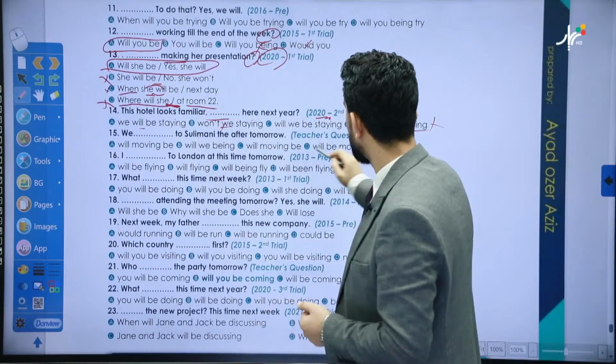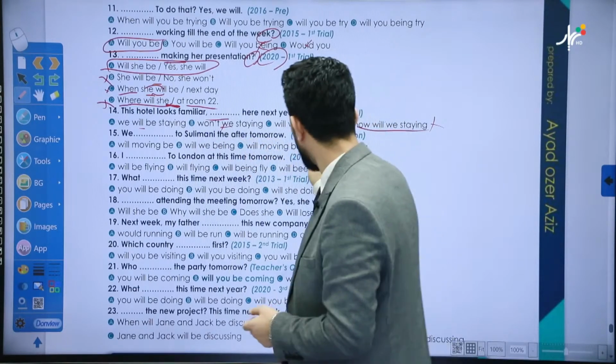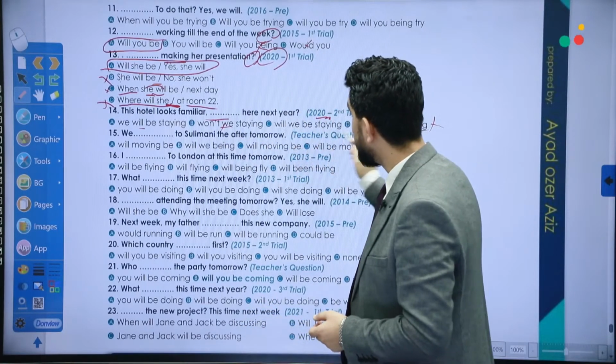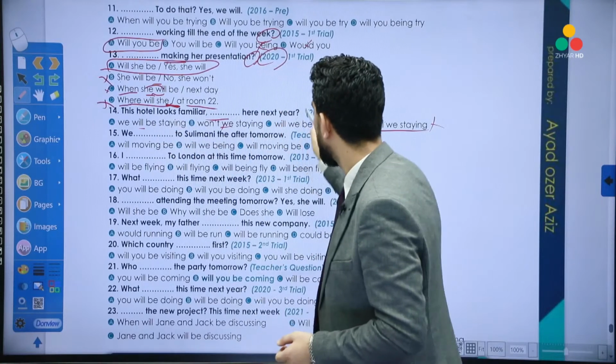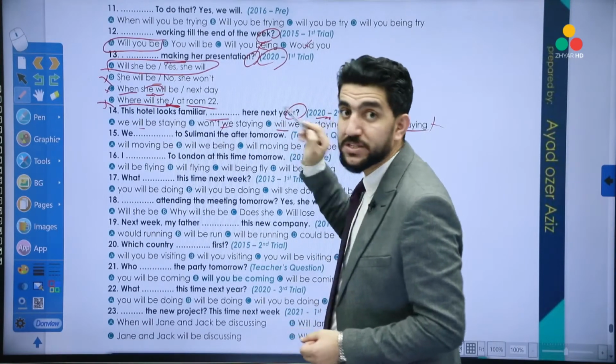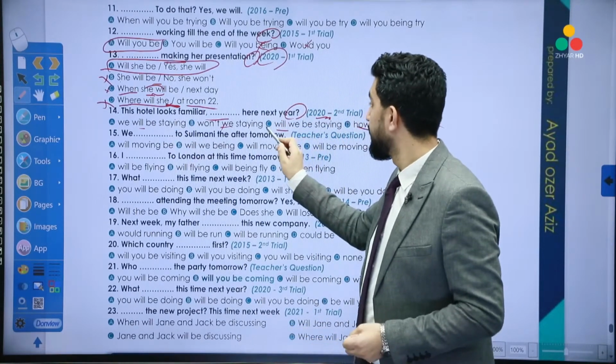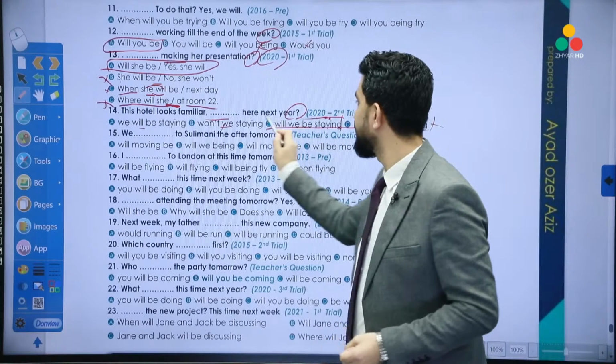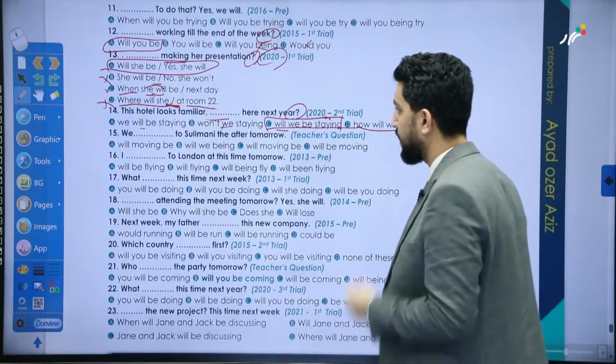So we said this one is wrong, this one is wrong. So we have two options. Question, will. When it's a question mark, will. When it's a question, will is always at the beginning. Be careful about this. Very good.